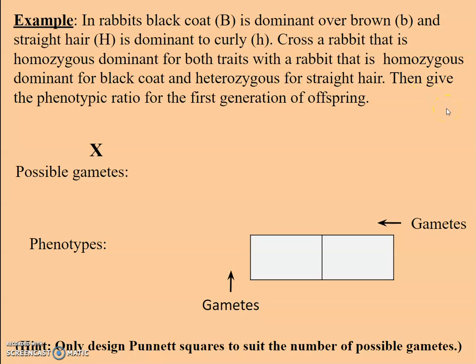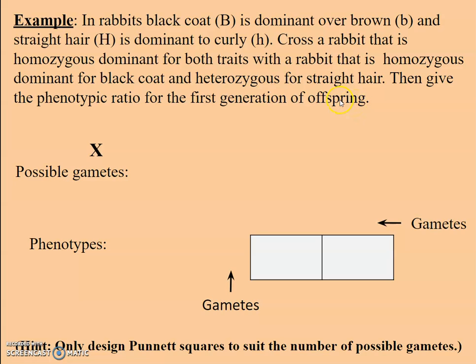Let's do one more example together. So in rabbits, black coat is dominant over brown, and straight hair is dominant over curly. Cross a rabbit that is homozygous dominant for both traits with a rabbit that is homozygous dominant for black coat and heterozygous for straight hair. Then give the phenotypic ratio for the first generation of the offspring.